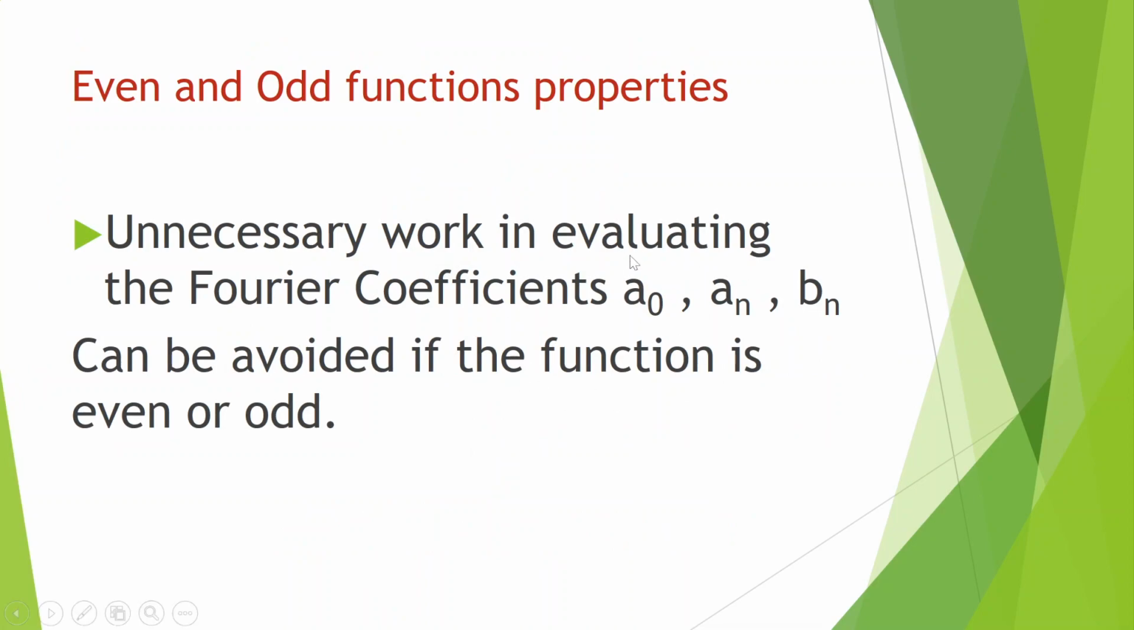Here, as we have seen in two videos, we find a0, an, bn. But unnecessary work in evaluating the Fourier coefficients a0, an, bn can be avoided if the function is even or odd. If we know that the function is even or odd, then we can easily find these coefficients.